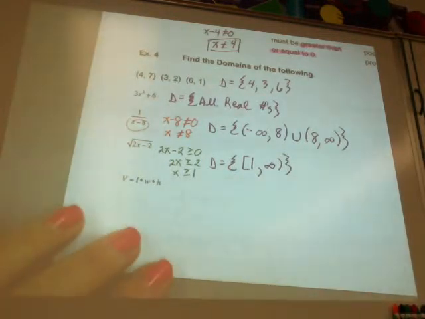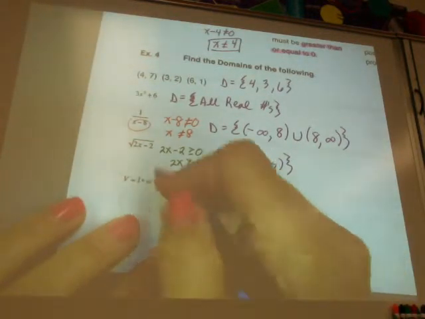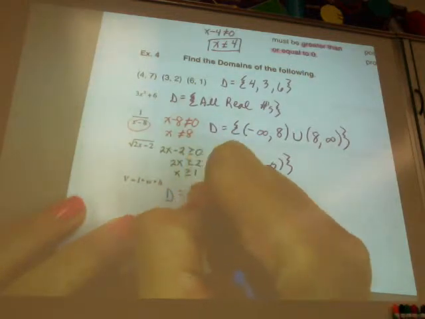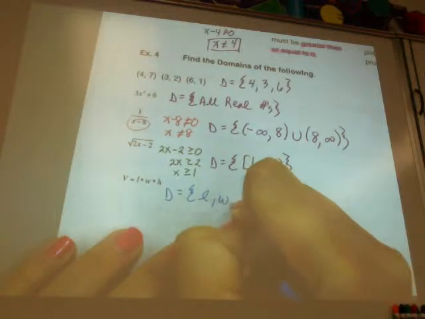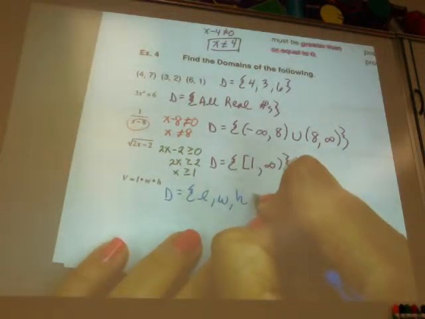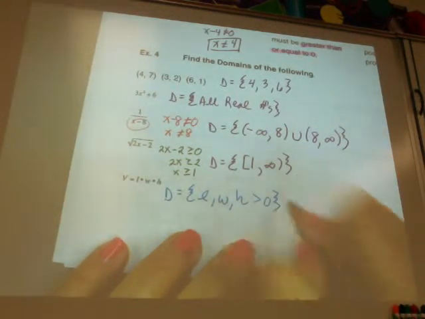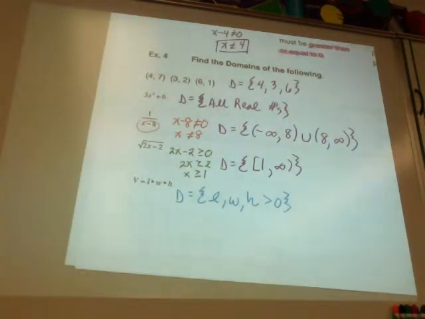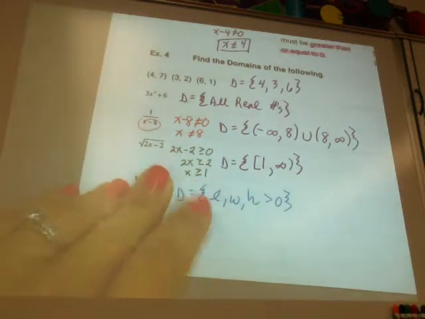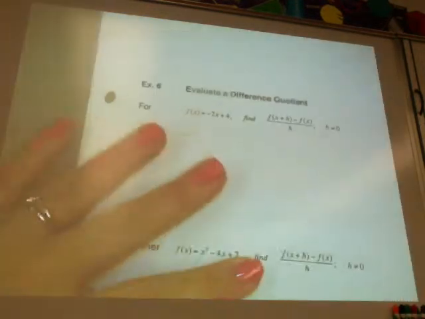So our restrictions here would look like this. The domain would equal, and you're going to take L, comma W, comma H, has to be greater than 0. So you're telling the reader that all three of those have to be greater than 0. Good with those? Okay, so you practice that tonight. Then last page.